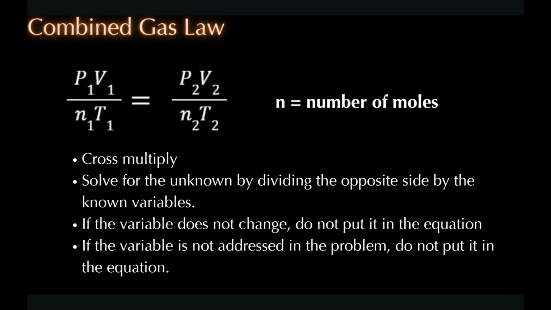So how we're going to solve these different problems is that we are going to cross multiply. We're going to solve for the unknown by dividing the opposite side by the known variables. Now, if the variable does not change, we will not put it in the equation. And if the variable is not addressed in the problem, we do not put it in the equation either. So we are going to only input the variables that we need and solve for the unknown.